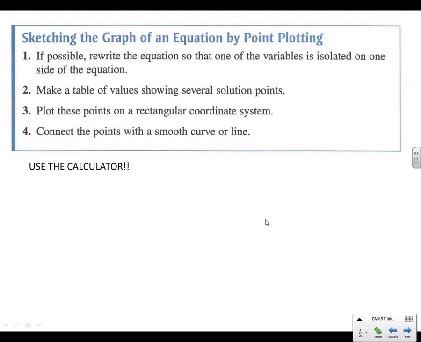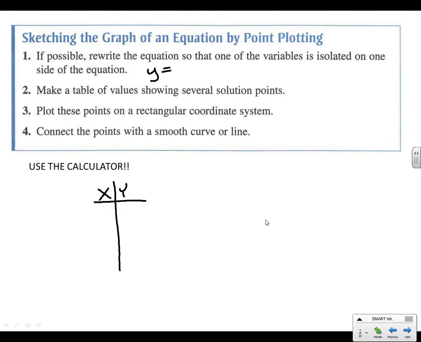All right, so let's talk about sketching graphs. So a couple suggestions here for things we can try. And so step 1, if possible, rewrite the equation so that one of the variables is isolated. Typically, that's going to be y equals something. All right. We can also make a table, so that's our t-table. Remember doing those, x and y. We can plug in some points. All right, and so we can plot points and then connect them with a smooth curve or line.